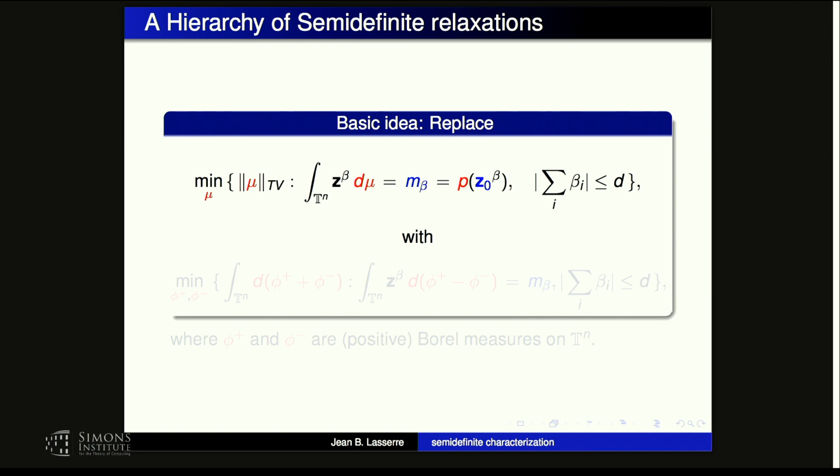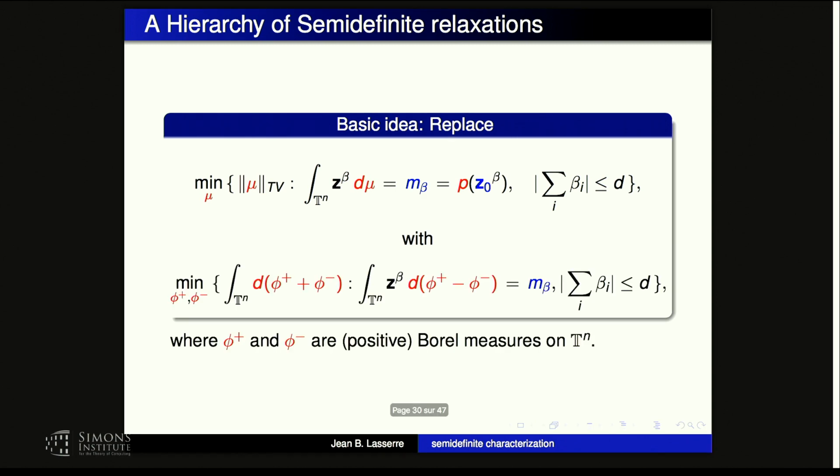For example, if you have a polynomial in one variable, you can recover your polynomial by solving a single SDP. So how do you solve this infinite-dimensional LP? You have a measure mu, which is a signed measure. So you consider this measure to be the difference of two positive measures, phi plus and phi minus. You have the moments condition here, and the total variation is just the mass of the two measures phi plus and phi minus when they are disjoint.